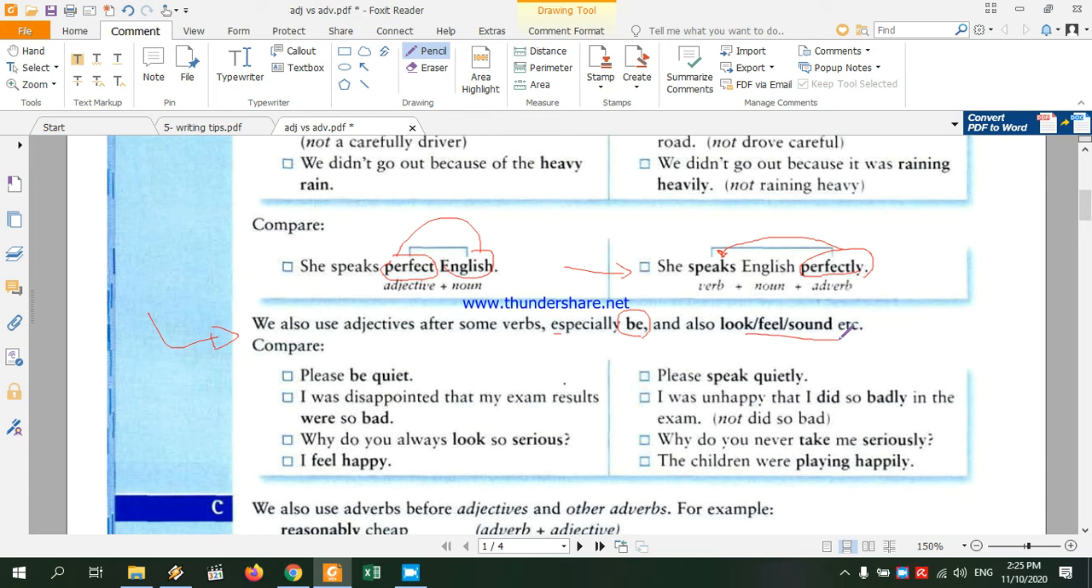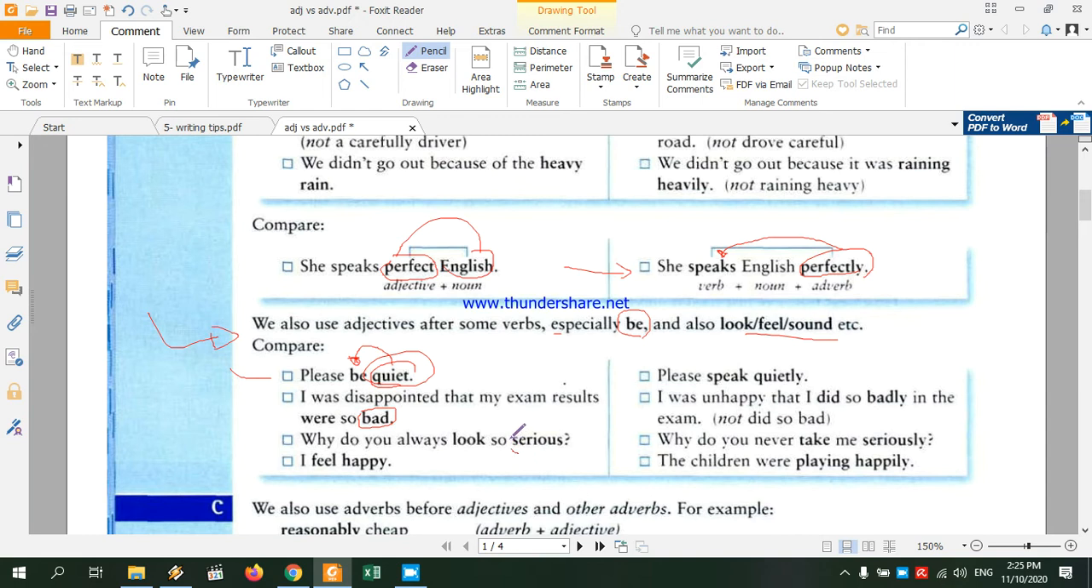Okay. For example, let's take a look at the examples. Please be quiet. We said quiet. We used an adjective. Although we're using it to describe a verb, this is an irregular case, or a special case. I was disappointed that my exam results were so bad. We don't say so badly. Also, why do you always look so serious?